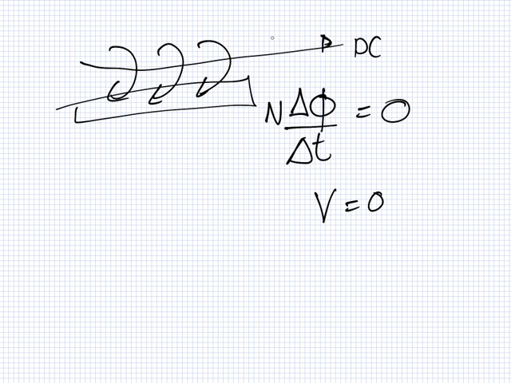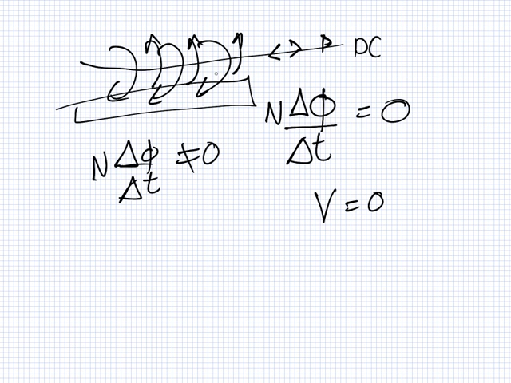So what you could do is then switch the current back and forth, changing it from clockwise to anti-clockwise. Then the change in the flux will not be 0. It's changing. It's going positive, negative, and so the voltage induced will not be 0. There will be a voltage.